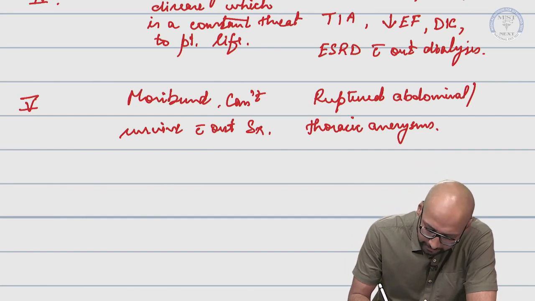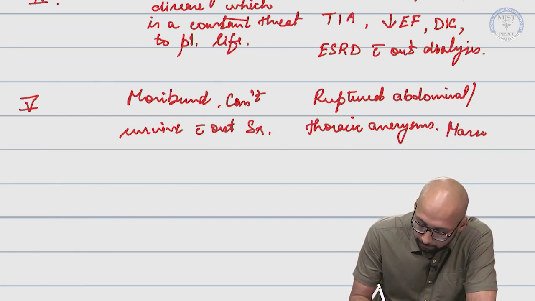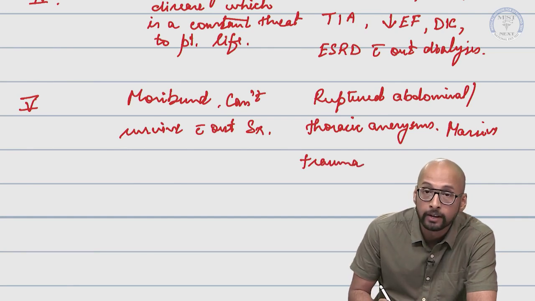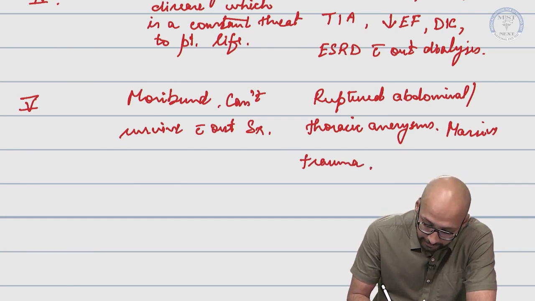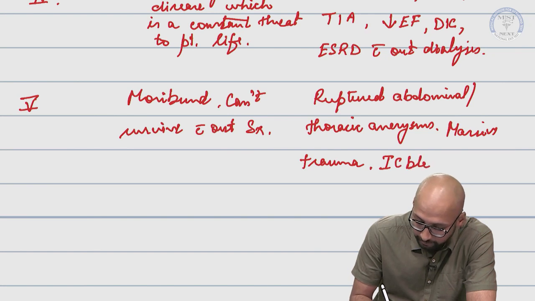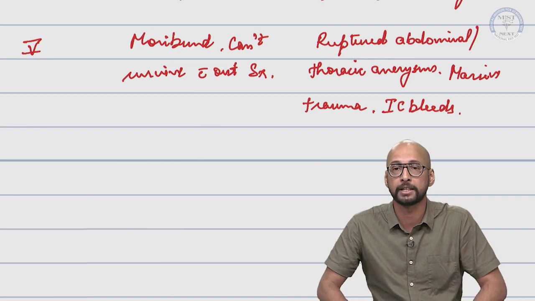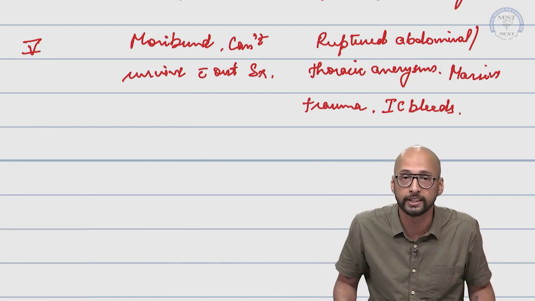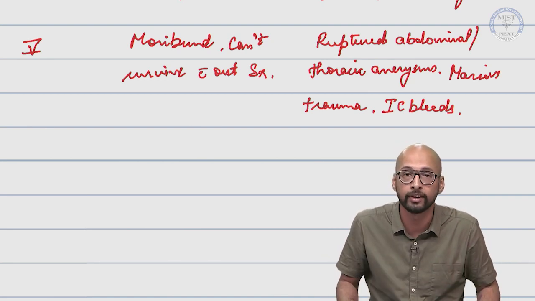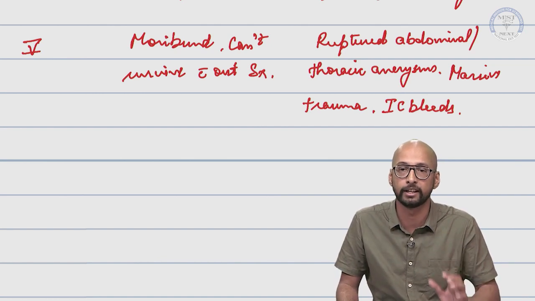Now further examples are massive trauma leading to excessive bleeding and intracranial bleeds. These patients, whatever may be the condition of the patient, have to be taken for surgeries, and the patient cannot survive without the surgical intervention.